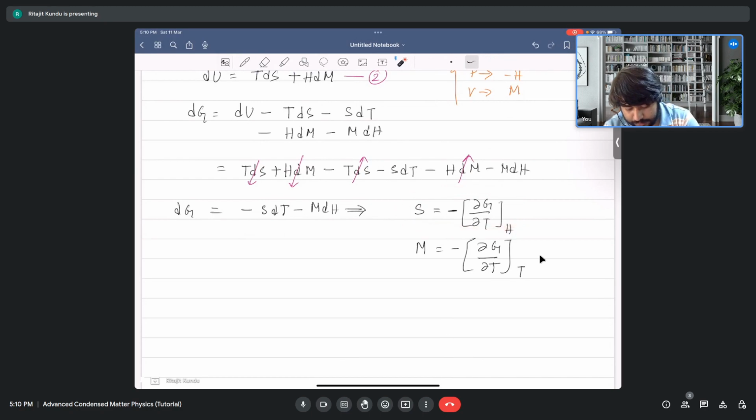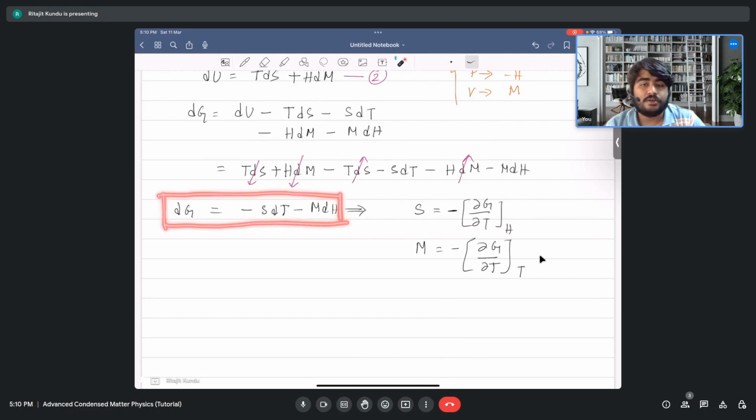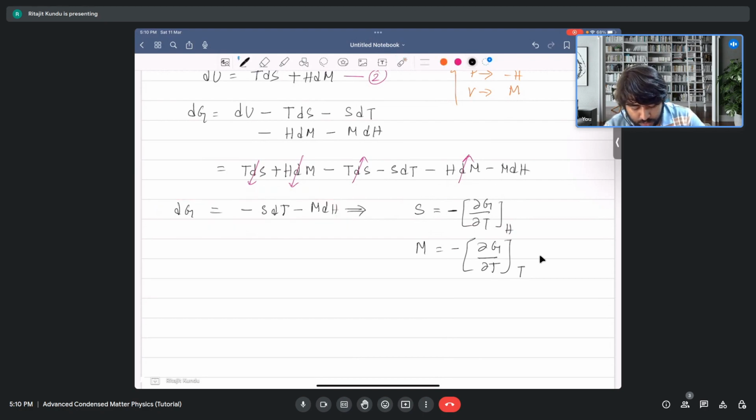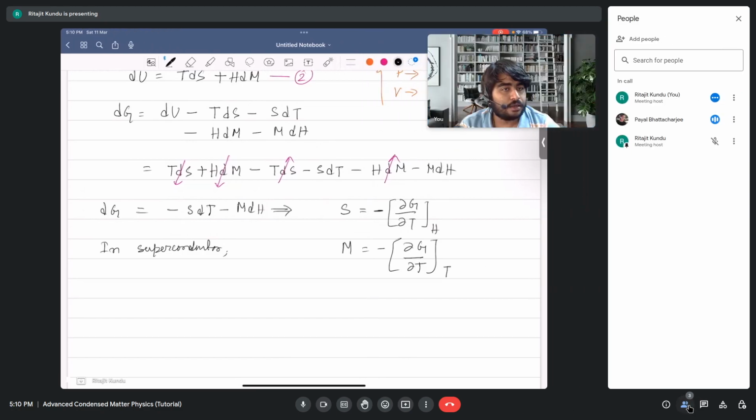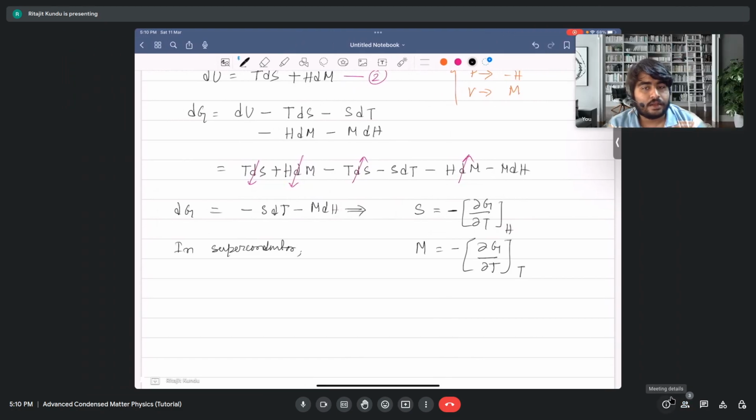So let's step back and first try to analyze this part. In a superconductor, the magnetization will be minus del G by del H. Oh yeah, right, thanks for that.